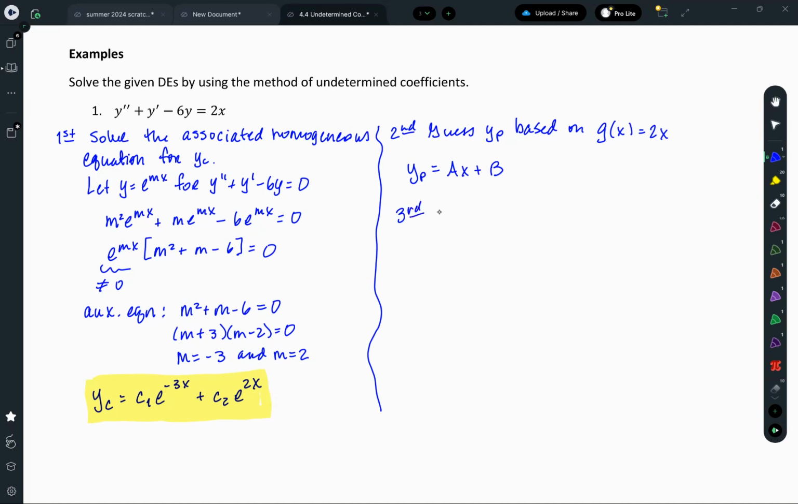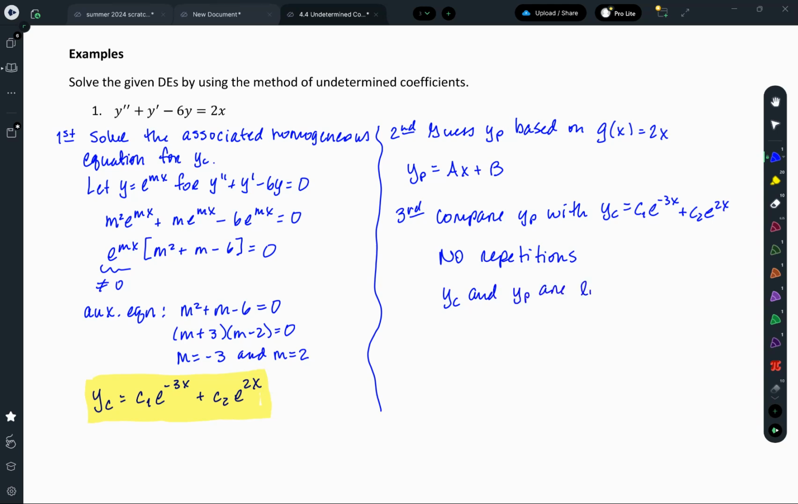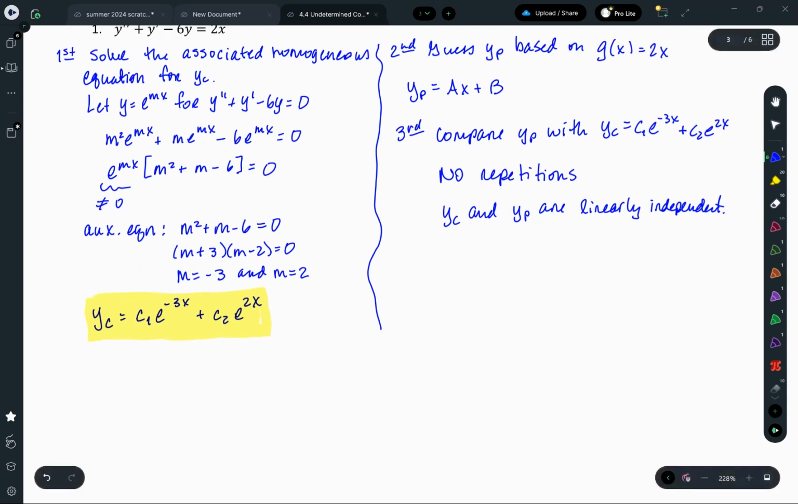So third, we'll compare y sub p with y sub c equals c1 e to the minus 3x plus c2 e to the 2x. And what you're looking for is, are there any repetitions? There are no repetitions, which means y sub c and y sub p are linearly independent. And that means that we can move forward. Okay.